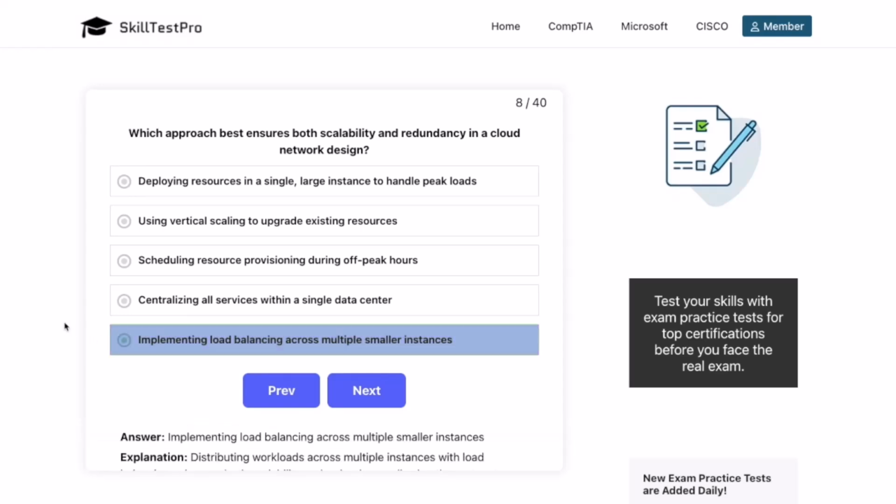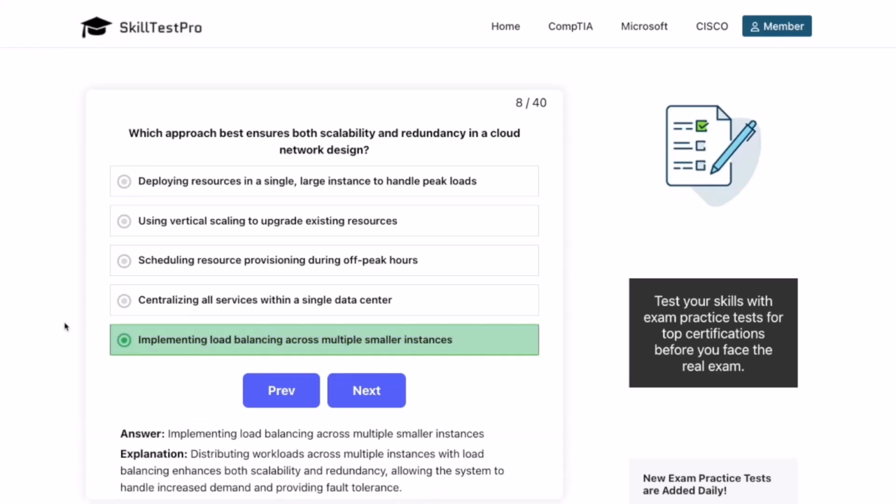The correct answer is implementing load balancing across multiple smaller instances. Distributing workloads across multiple instances with load balancing enhances both scalability and redundancy, allowing the system to handle increased demand and providing fault tolerance. All right, let's keep going.